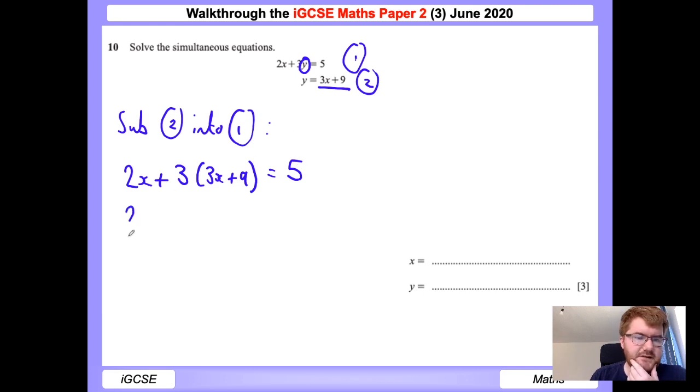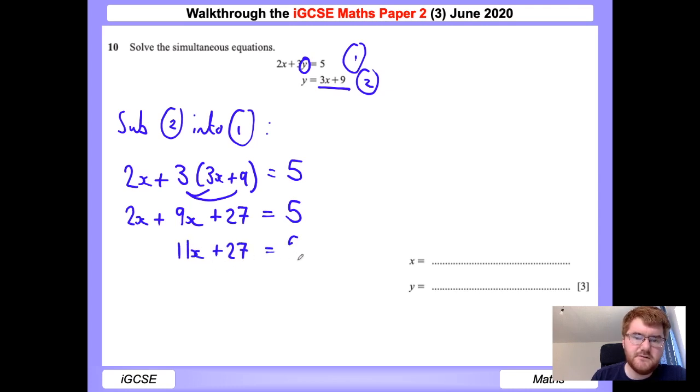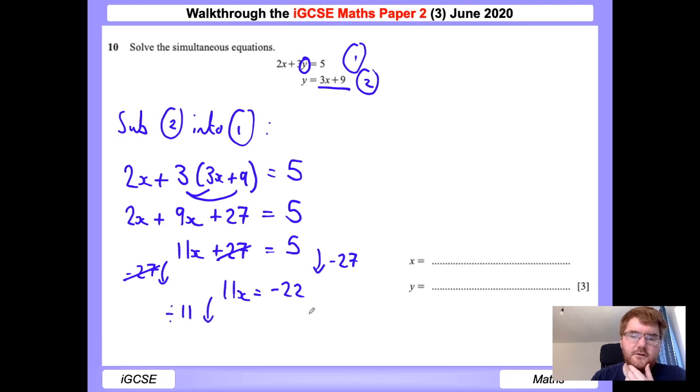So let's go through this. So we get 2x plus, we're going to expand out the single bracket, 3 times 3x is equal to 9x, 3 times 9 is equal to 27. Okay, 9x plus 2x is equal to 11x. 27 is equal to 5. We minus 27 from both sides. So our standard algebra practice here. This cancels with this. We get 11x is equal to, well, 5 minus 27 is minus 22. And then we divide by 11.